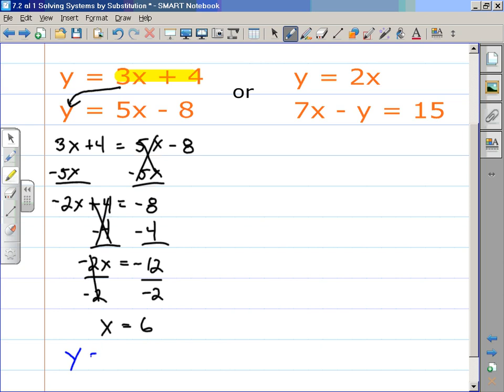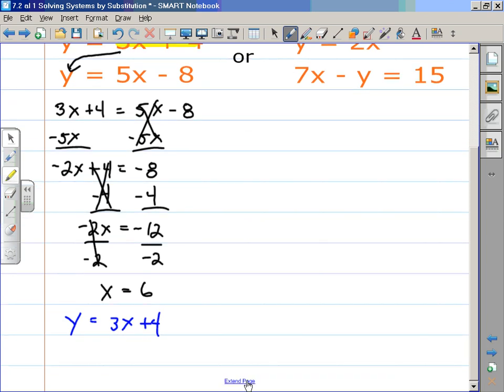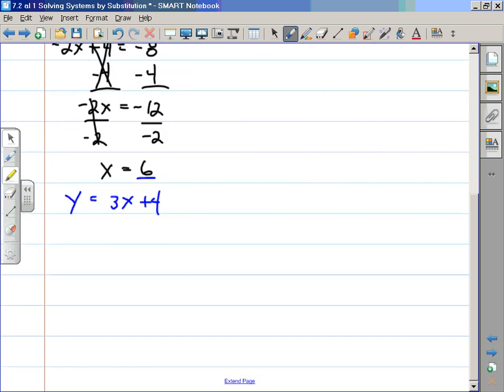y is equal to 3x plus 4. And we're going to substitute that x, which is 6, into this x here in the equation, and then simplify it to get our value for y. So when I substitute in, that gives 3 times 6 plus 4. Doing the math, we're simplifying the right-hand side. 3 times 6 is 18, and 18 plus 4 is 22.